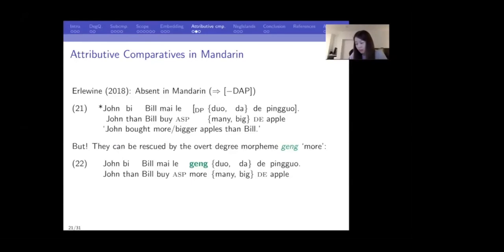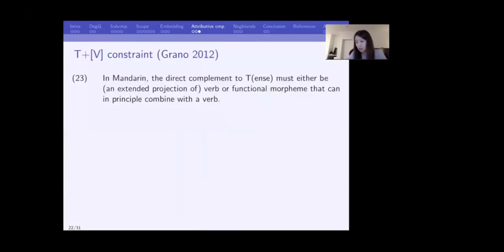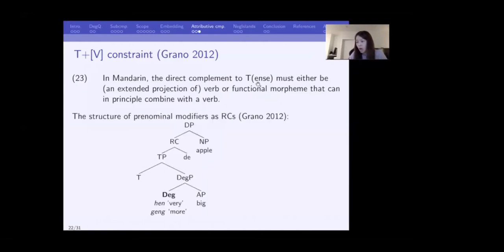It is a separate question why gen is required here, but not in other B comparatives, and it's an interesting one. We suspect that it's related to Grundle's T plus B constraint, which would require a DEC-P to be inserted between T and AP. So if we assume that prenominal degree adjectives are parsed as relative clauses in Mandarin, it would require a DEC head to be filled. And in comparatives, it's realized as gen. There are some remaining problems of this account, but that's a different topic.